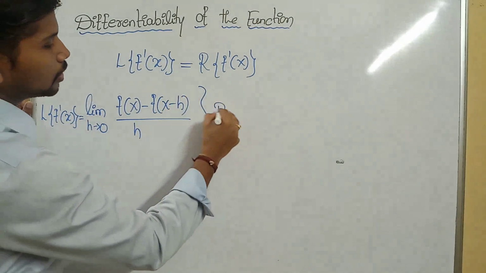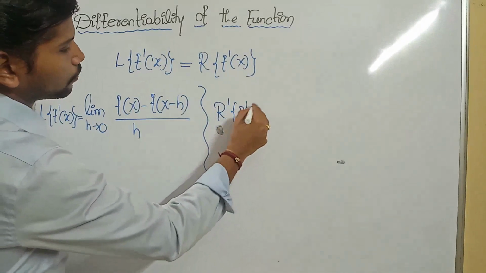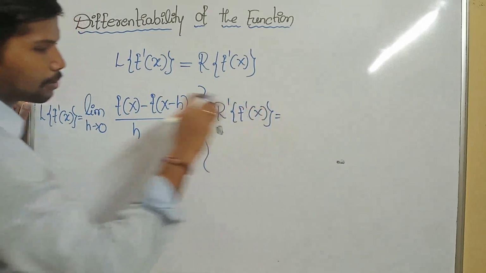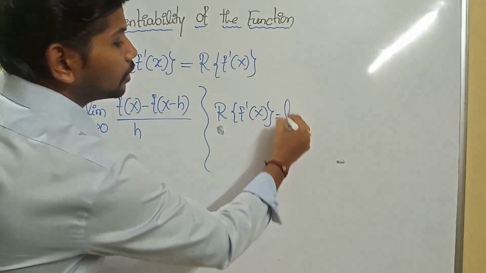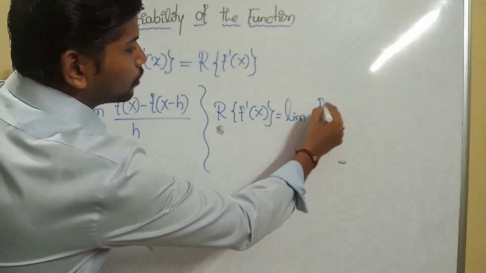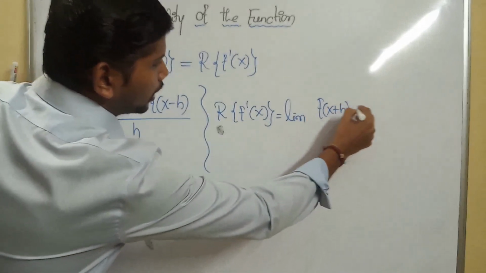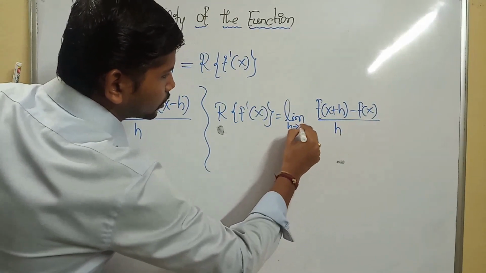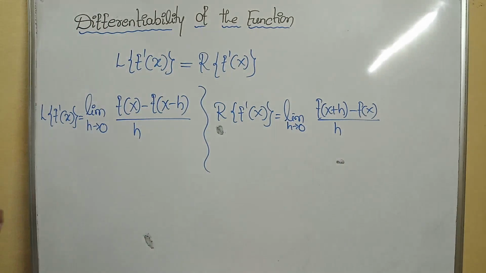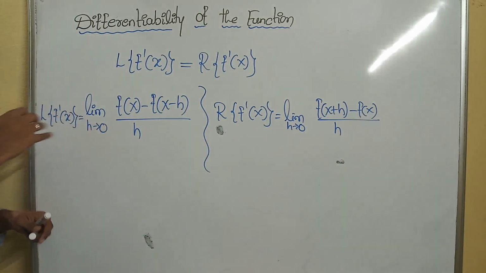Then what is R of f dash of x? There is a slight change in the right part: it is the limit of f of x plus h minus f of x, divided by h, as h tends to 0. Getting my point clearly? Sometimes we can define it for a also. Whenever the left hand derivative is equal to the right hand derivative, the given function is differentiable.